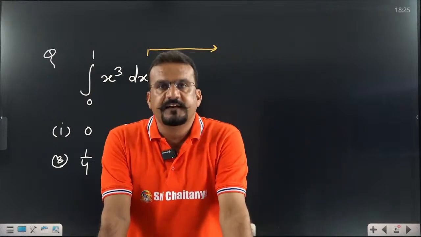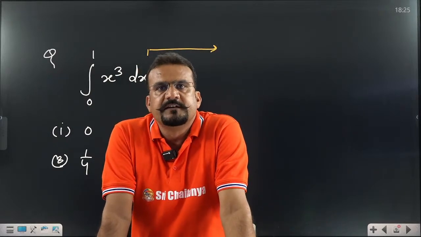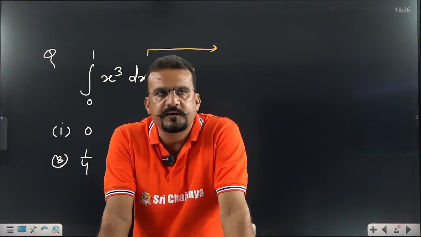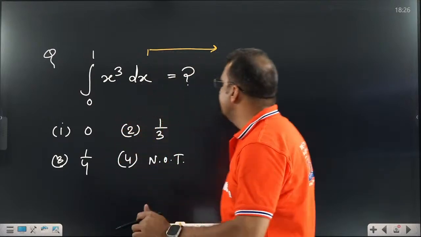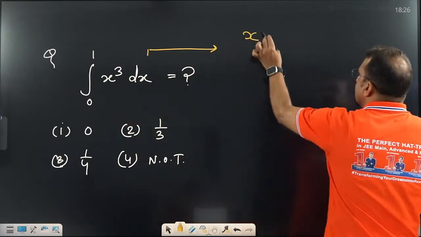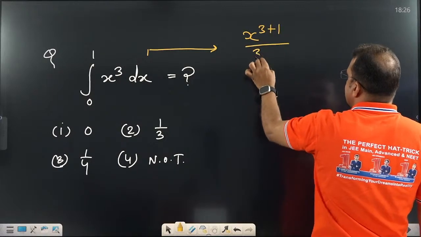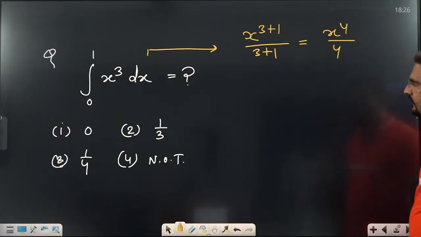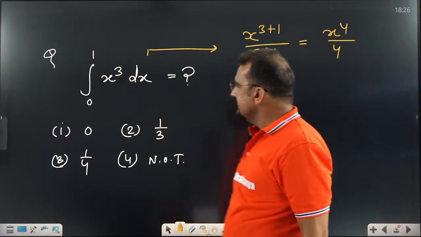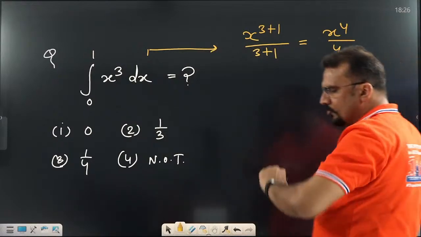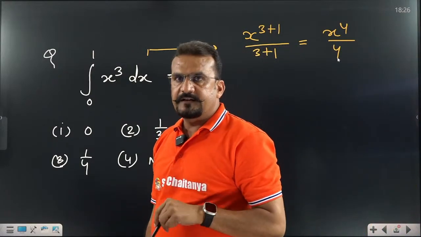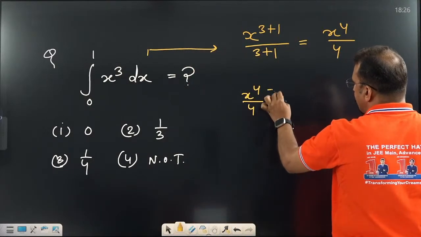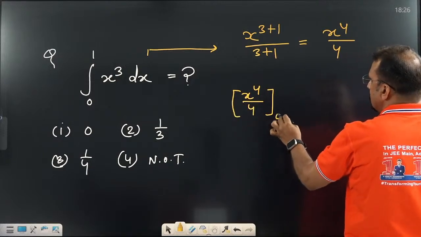First, just integrate it with the basic rule. What is the basic rule? This is x power n, and the integration of x power n is x power n plus 1 divided by n plus 1. That means x power 3 plus 1 divided by 3 plus 1, that is x power 4 divided by 4. If no limits are given, we have to add one indefinite constant c. But limits are defined, so the next process is to put in the values of the limits: x power 4 divided by 4 from 0 to 1.